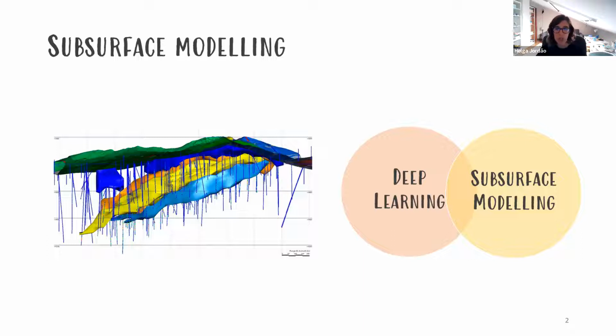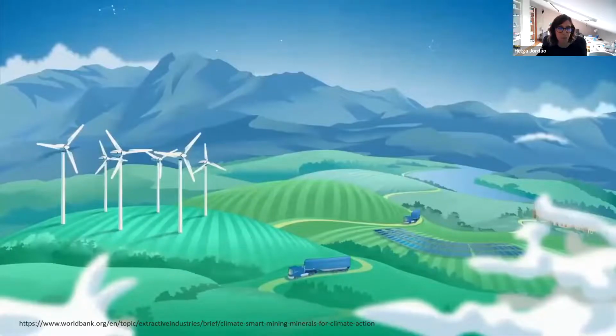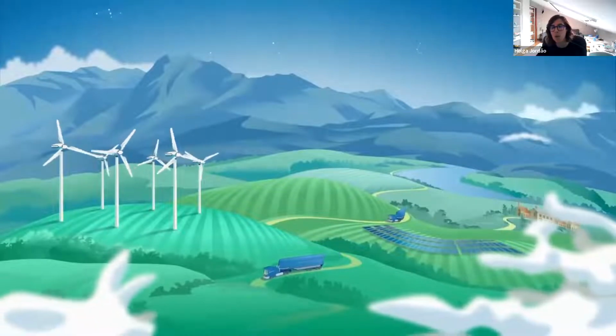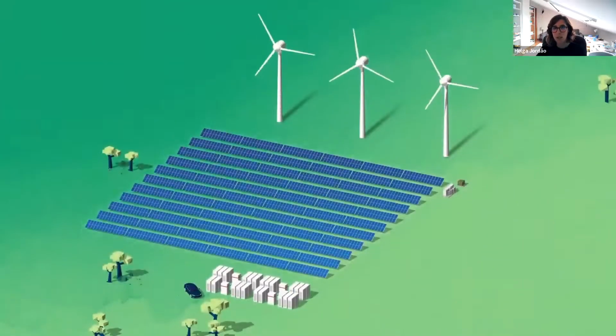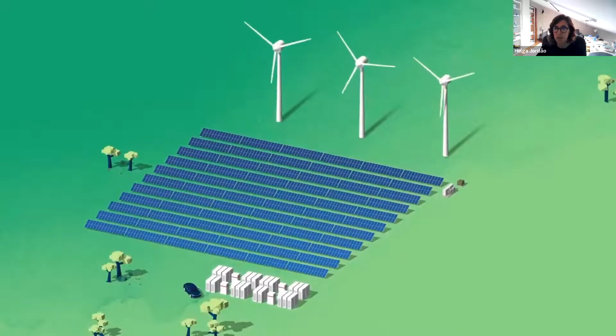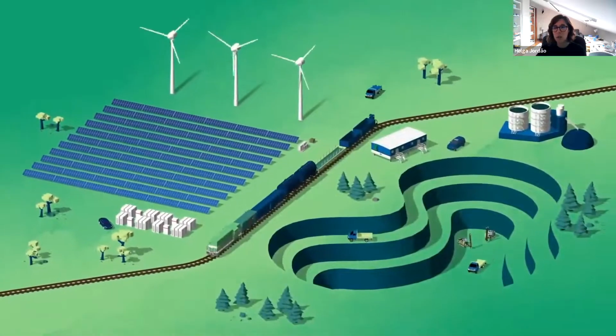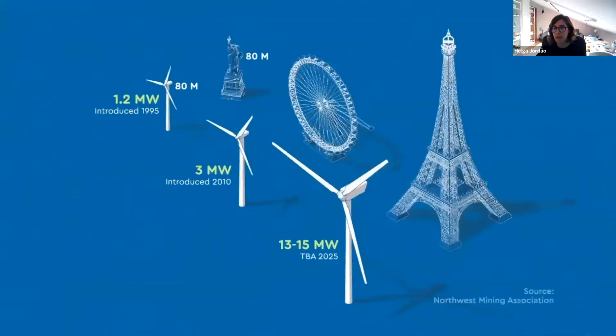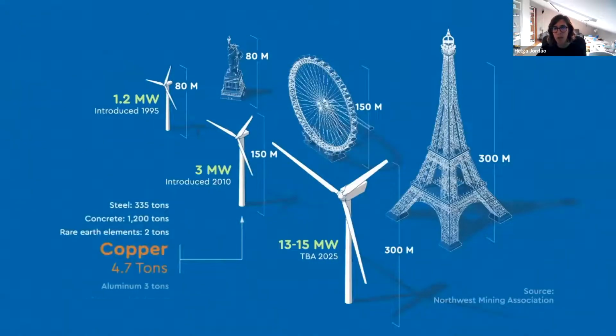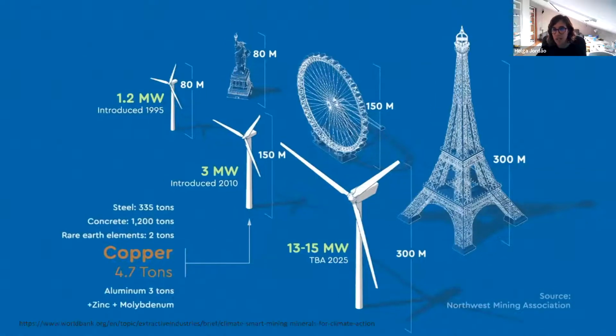But before I dive into the methodology applied, I will focus on the importance of geological modeling, especially at the present time where climate change is a global concern. So the world is rapidly progressing to low carbon technologies such as wind turbines, solar panels, and battery storage to combat climate change. But these technologies require large amounts of metals and minerals that must be mined. Just for example, one turbine of 3 megawatts needs 4.7 tons of copper alone.